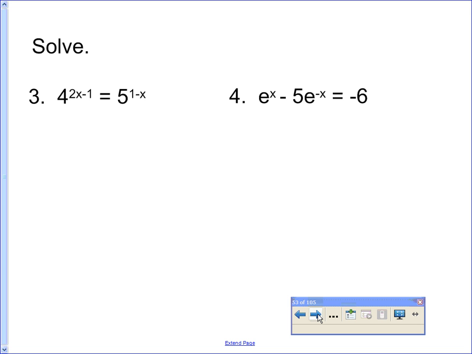Okay, next example. Again, you notice you have a base of 4 and a base of 5, so there's no way for us to get the same base. So these are getting a little bit harder, and that will continue as we get through the fourth example. Since we can't get the same base, let's try to take the natural log of both sides like we did in the last example.